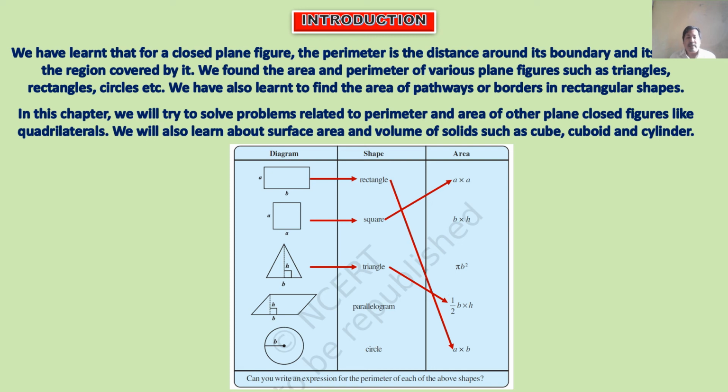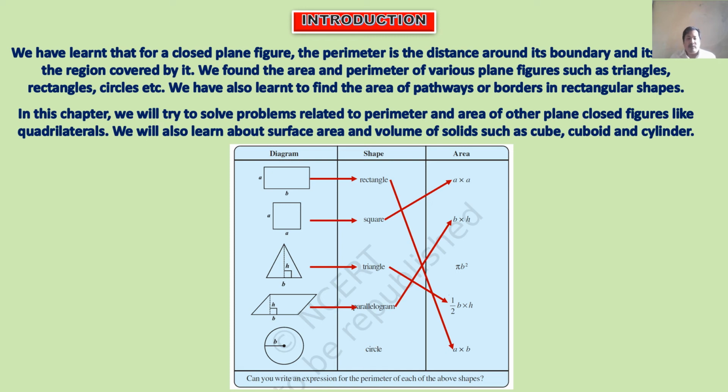Next we have the figure called parallelogram. The area of the parallelogram can also be found by using the formula base into height. B stands for base and H stands for height. But here in all the diagrams, B, V are given, so V stands for a part of the figure called length.